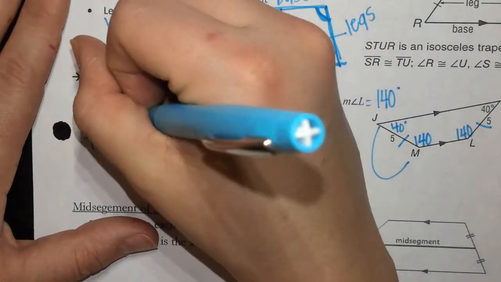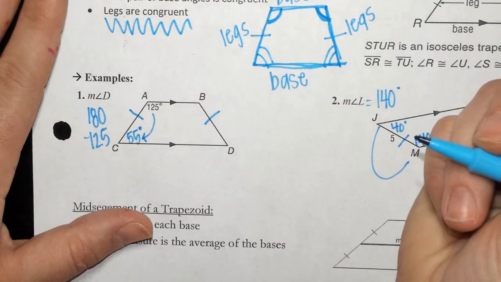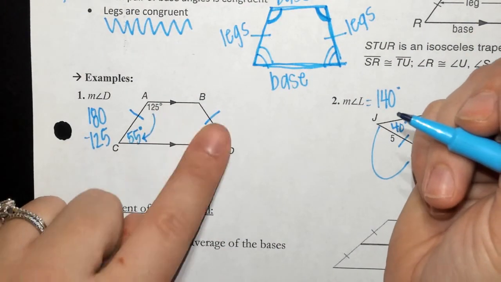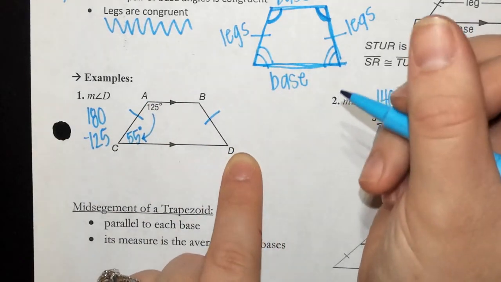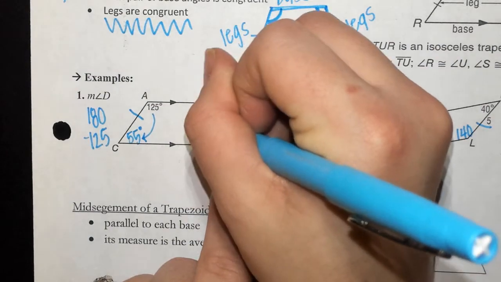Okay, so what if I told you that number 1 is an isosceles trapezoid? What if I said that this was an isosceles trapezoid? What would angle D be? 55. The top one would be 125. Yep.